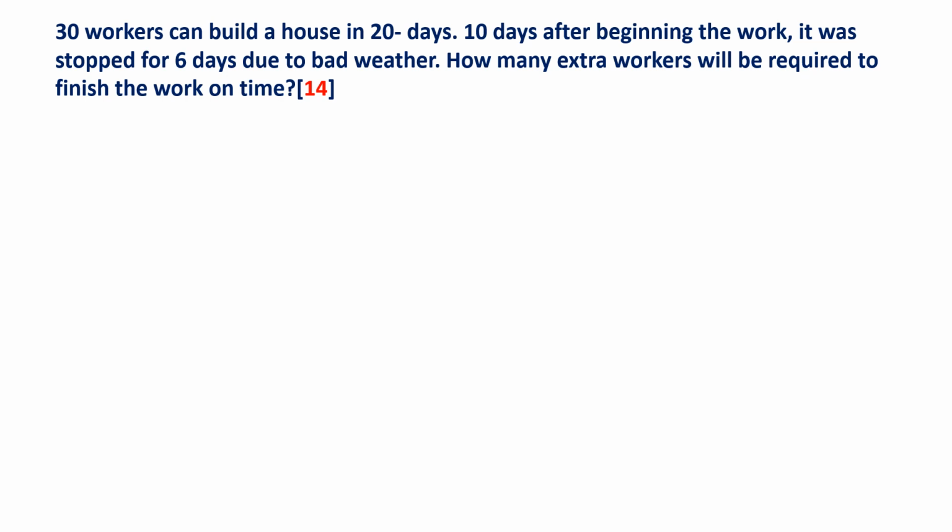Okay. Well, this is another type of math on time and work. So I want you to pay close attention, because I have set another homework on this math too. 30 workers can build a house in 20 days. 10 days after beginning the work, it was stopped for 6 days due to bad weather. How many extra workers will be required to finish the work on time? It's a tremendously important math, another one.